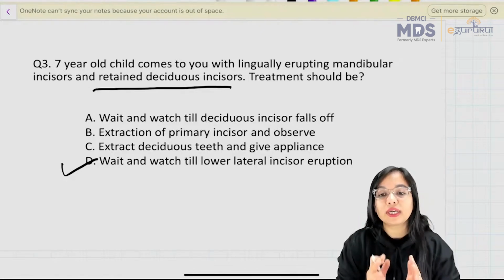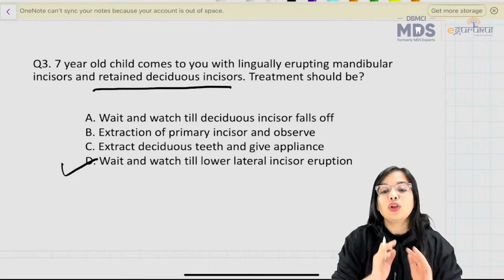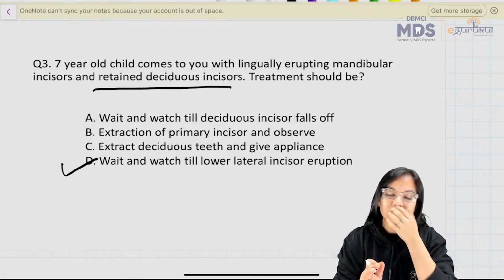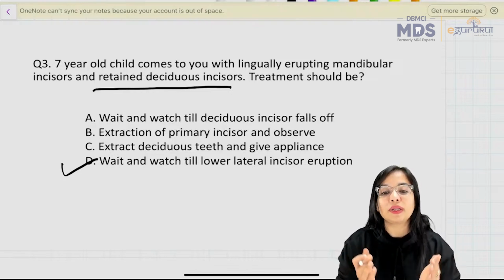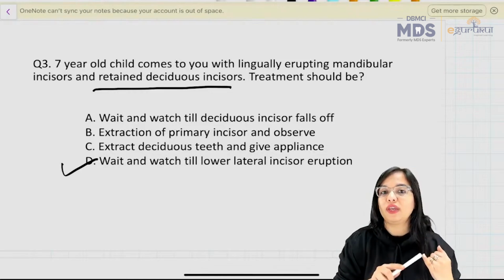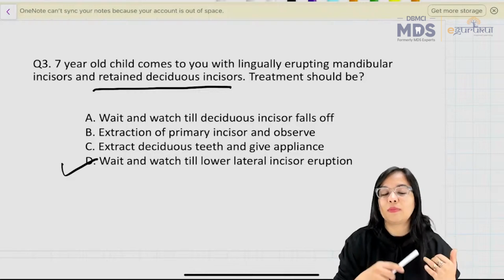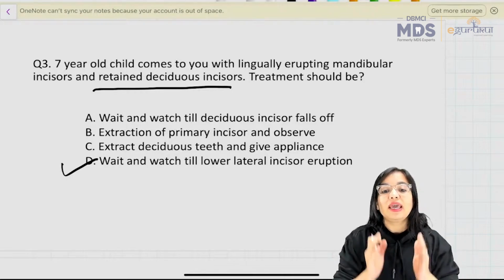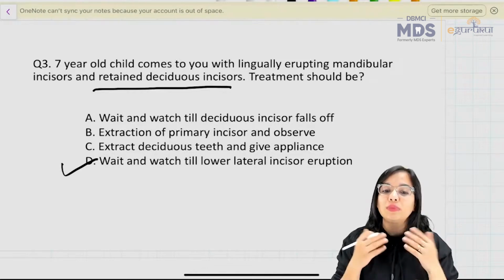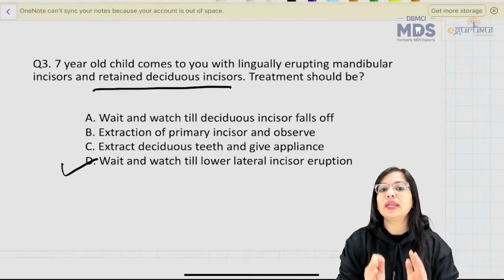If it is not corrected by 8 years of age after lateral incisor eruption, no further increase in the lower anterior intercanine width will occur. So basically, if the labial migration of the permanent lower incisors has not occurred by the age of approximately 8.2 years for central incisors and approximately 8.4 years for the lateral incisors, then extraction of the deciduous teeth should be considered. So what you're going to do, you will just wait and watch.